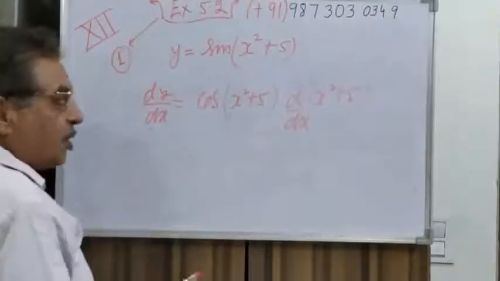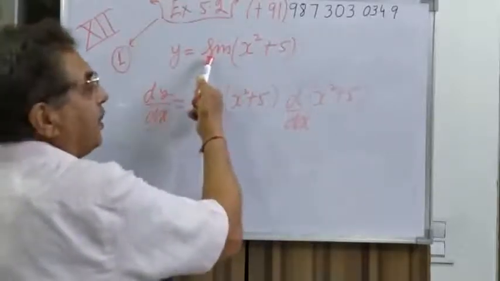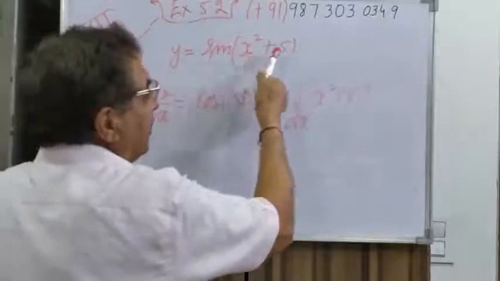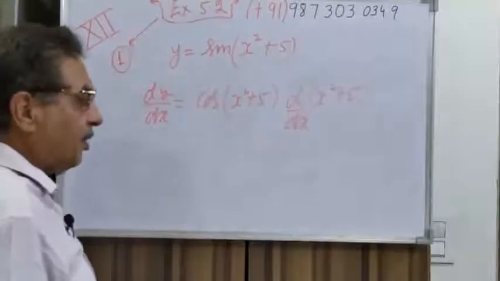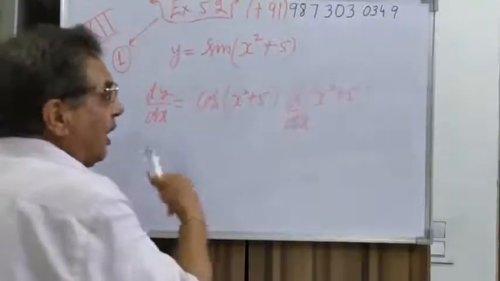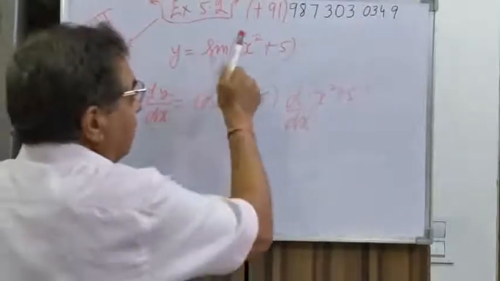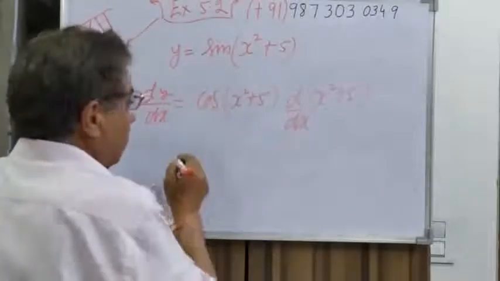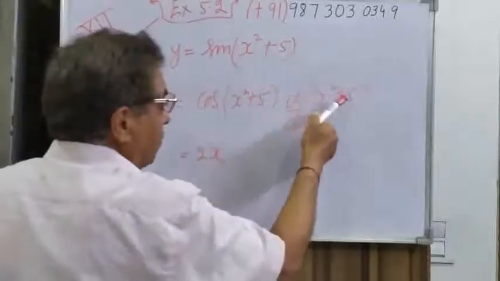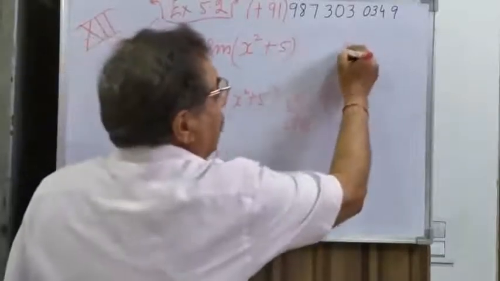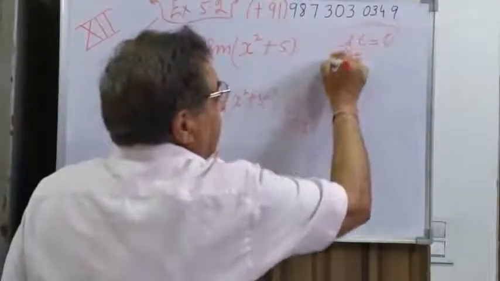We have to apply this rule, called the chain rule, and it is a kind of chain we are forming. First of all, we differentiate sine, then we differentiate x square plus 5, and then x. We are differentiating in the chain way. The derivative of x square plus 5 is 2x, and the derivative of any constant, say 5 or 9, is always 0.